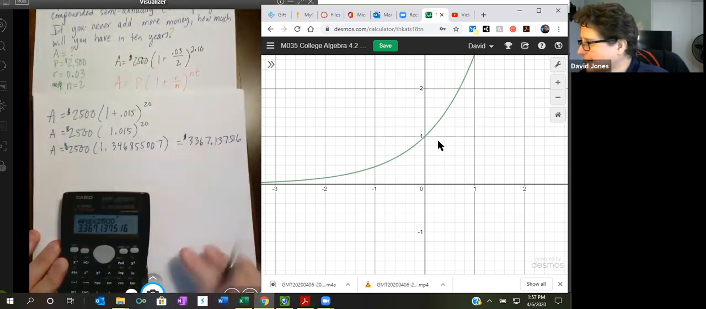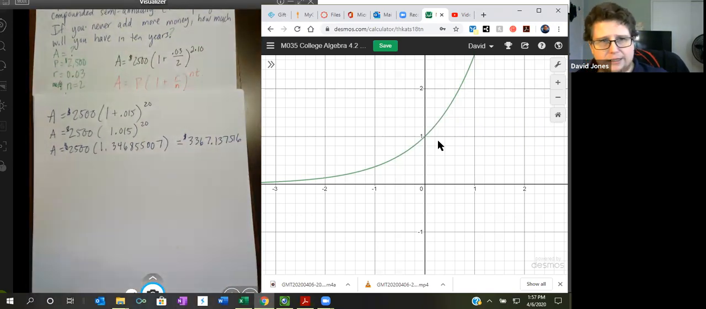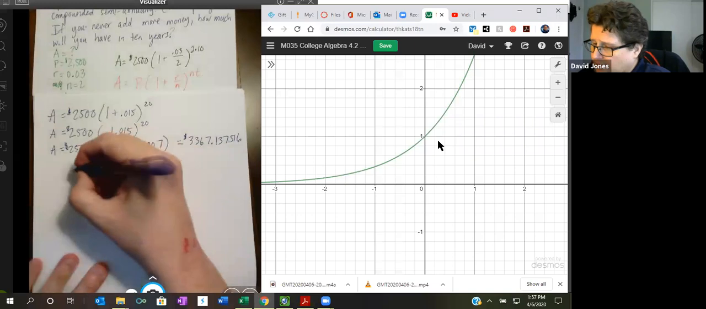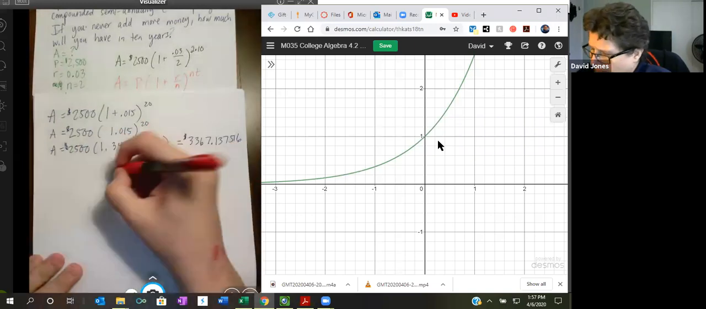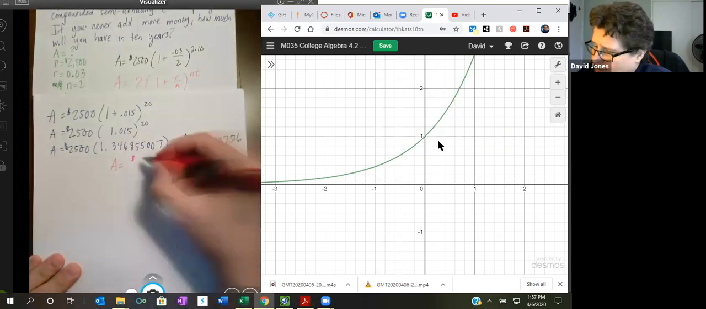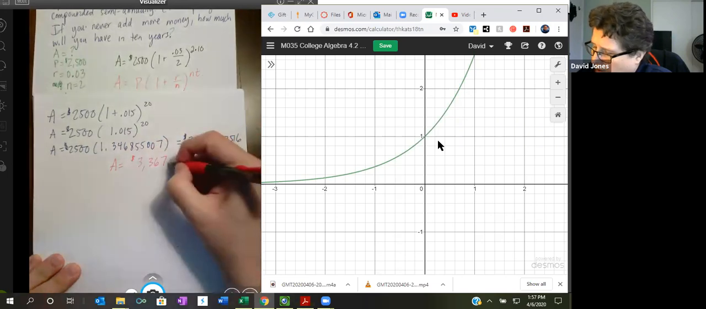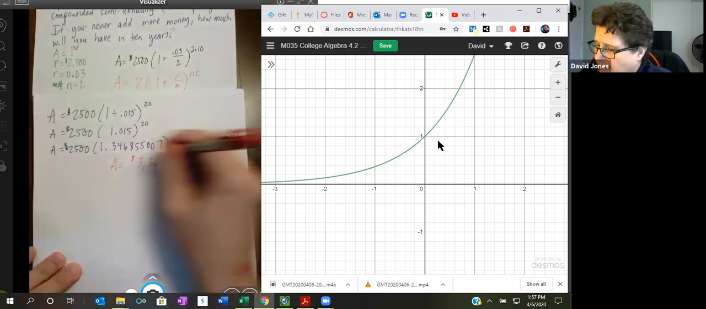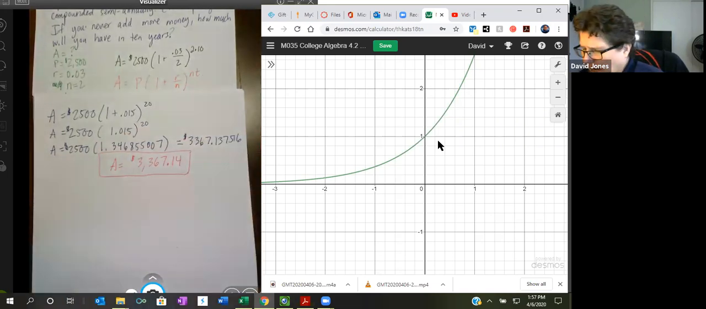Now that we're done, now it's a good time to round. Money only goes to 2 decimal places, so we'll round to the 2nd decimal place. After 10 years, the 2,500 has grown to 3,367.14. How much interest did you make?